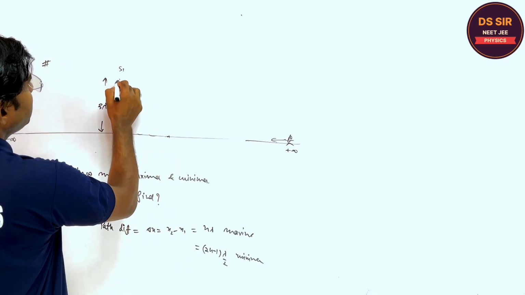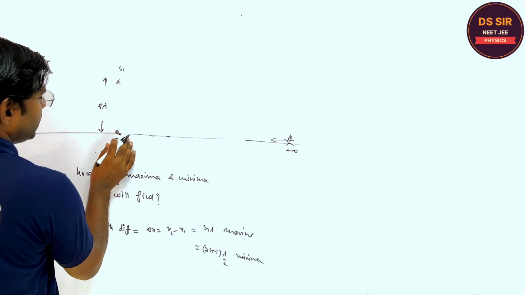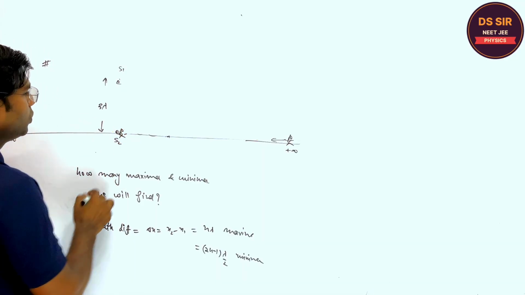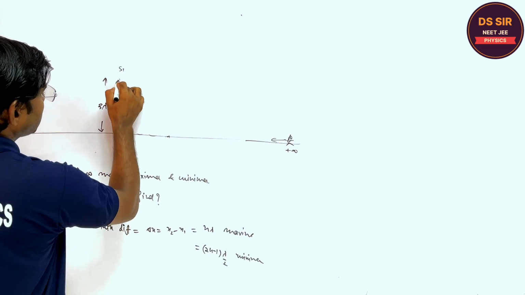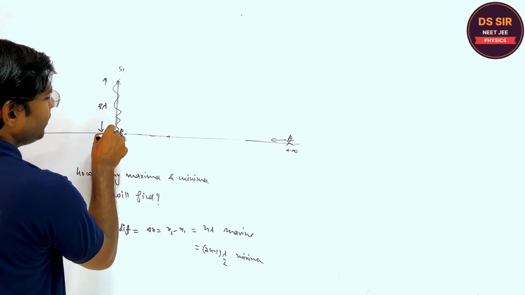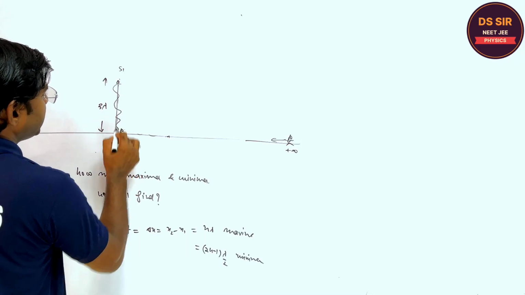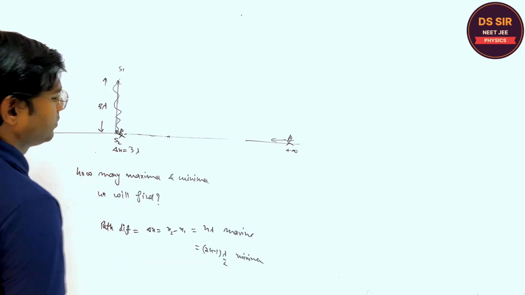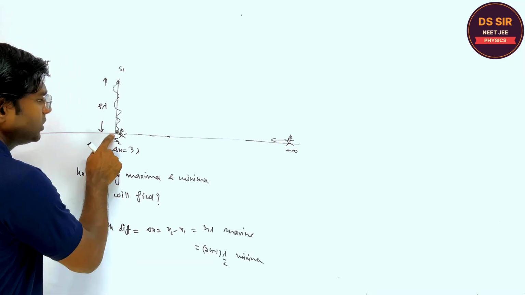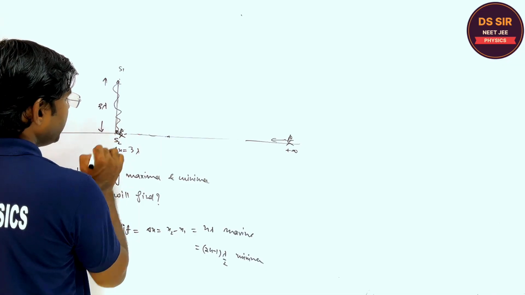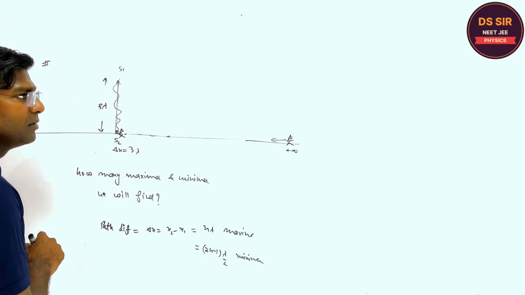So if this is the point, and you are standing just near the source S2, one wave is coming from S1 like this, and the other wave is from S2. So what is the path difference? This is 3 lambda minus 0. Do you understand or not? What is the path difference? 3 lambda. So here will you get maxima or minima?